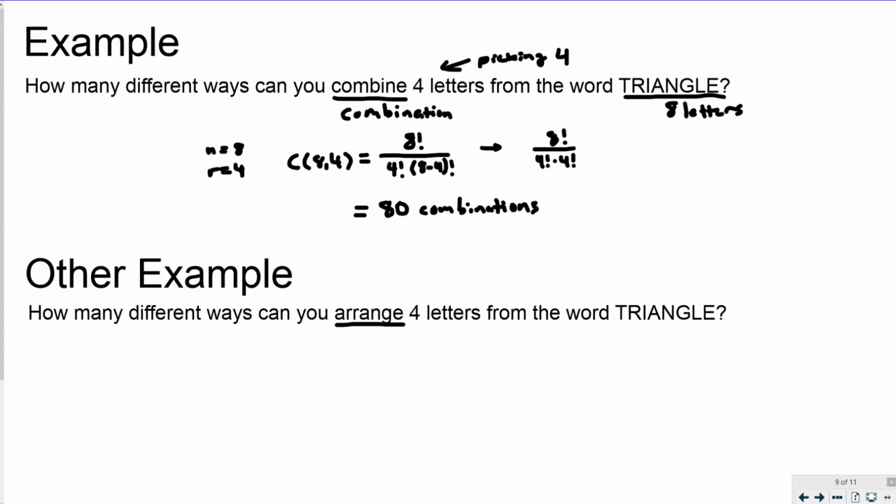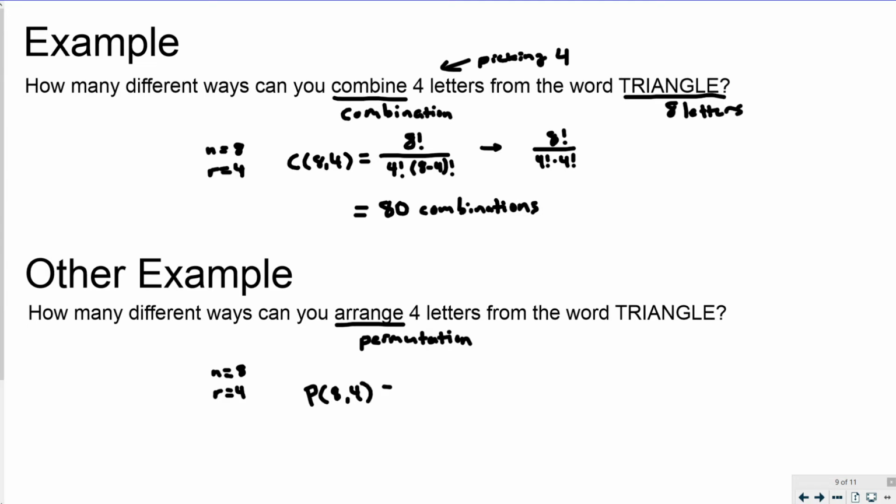Now, if you look at this other example here, how many different ways can you arrange 4 letters from the word triangle? So the word arrange is a big flair for permutation. So here we're going to use the permutation formula. So this is a permutation, and again, n equals 8 here, and r equals 4. So I'm going to do P(8, 4).